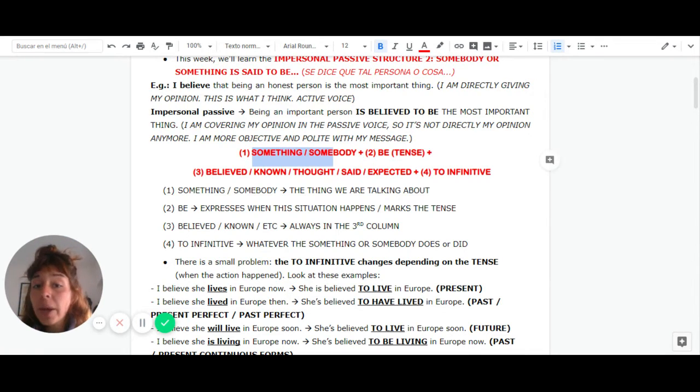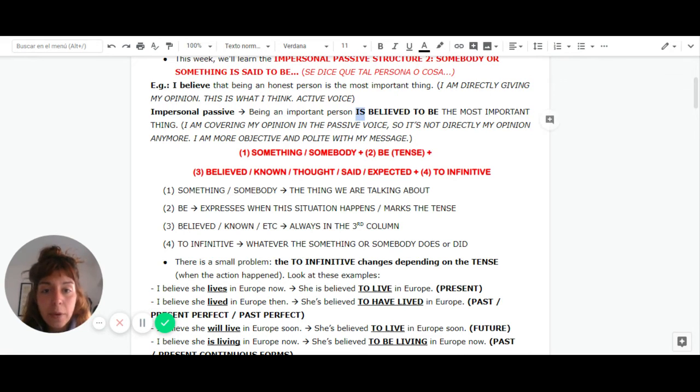Número 1. Something or somebody, algo o alguien. Verbo be, para marcar el tiempo. Believed, known, thought, said, expected, estos verbos que vamos a usar para esta estructura, y después lo que pasa con ese something or somebody lo vamos a poner en cuarto lugar en el to infinitive. Vamos a ver cada partecita. Being an important person. That is something, hay algo, lo ponemos adelante. The thing we are talking about. Estamos hablando ahora de being an important person.